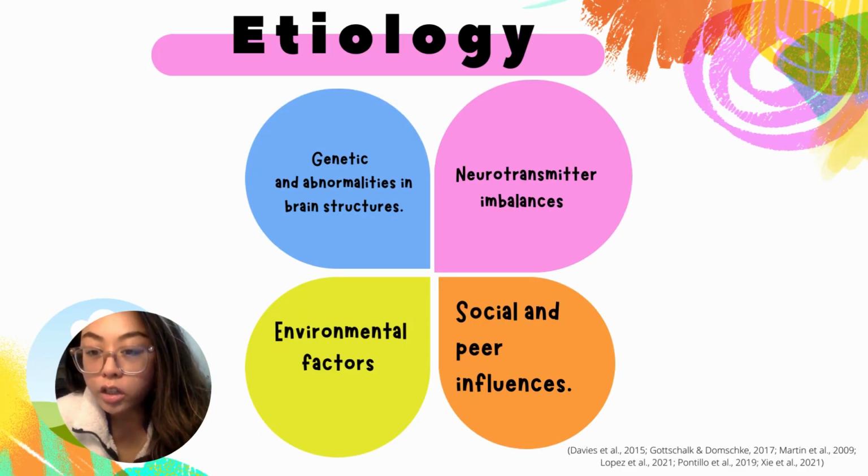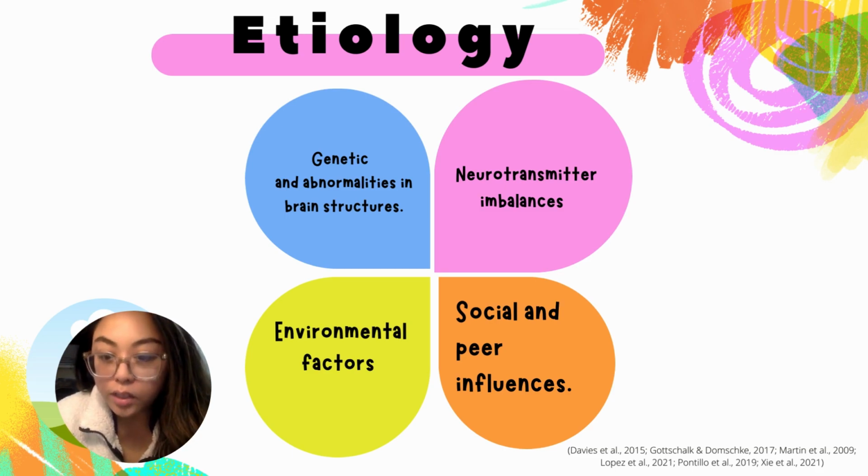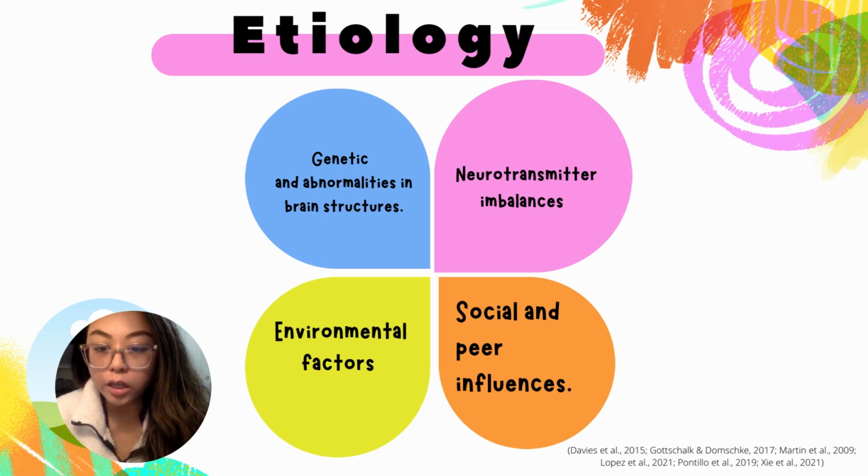The etiology of generalized anxiety disorder is a combination of genetic, neurobiological, environmental, and psychological factors. Abnormalities in brain structures, particularly in the amygdala, nucleus accumbens, hippocampus, and prefrontal cortex, are associated with heightened anxiety responses. Neurobiological factors include neurotransmitter imbalances such as serotonin and gamma aminobutyric acid, or GABA, which regulate mood and anxiety.